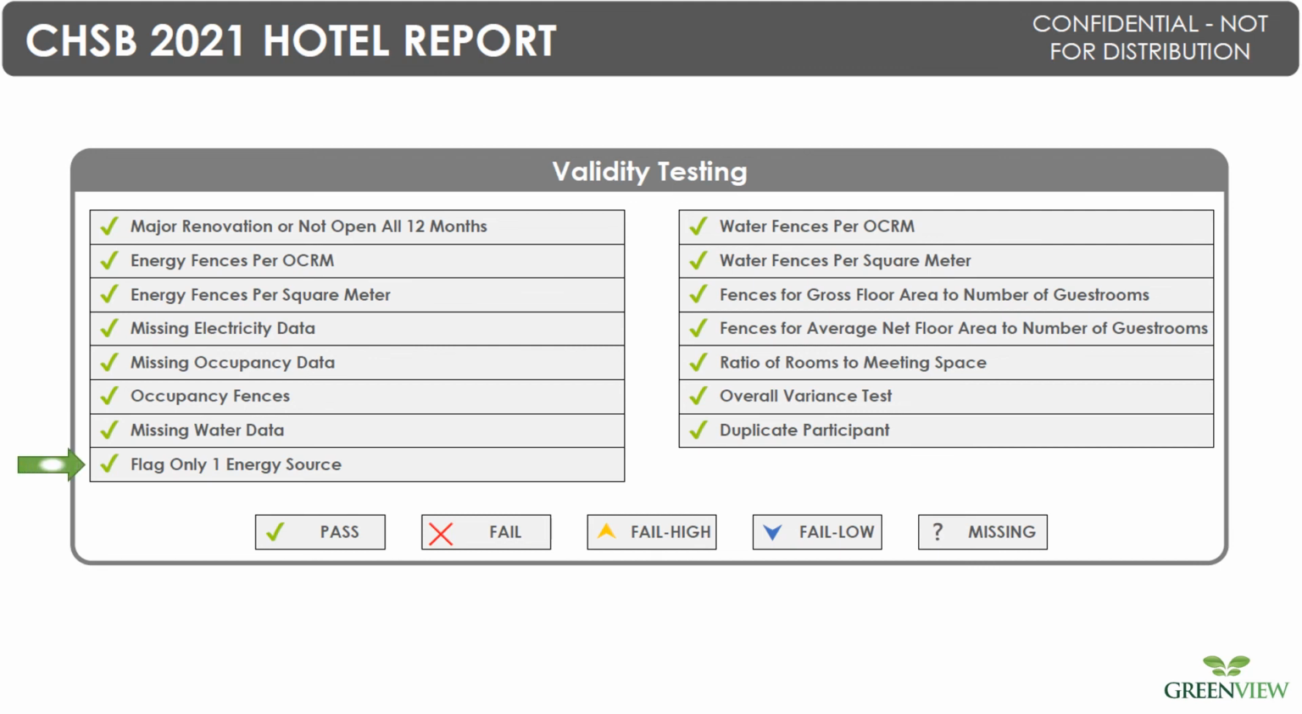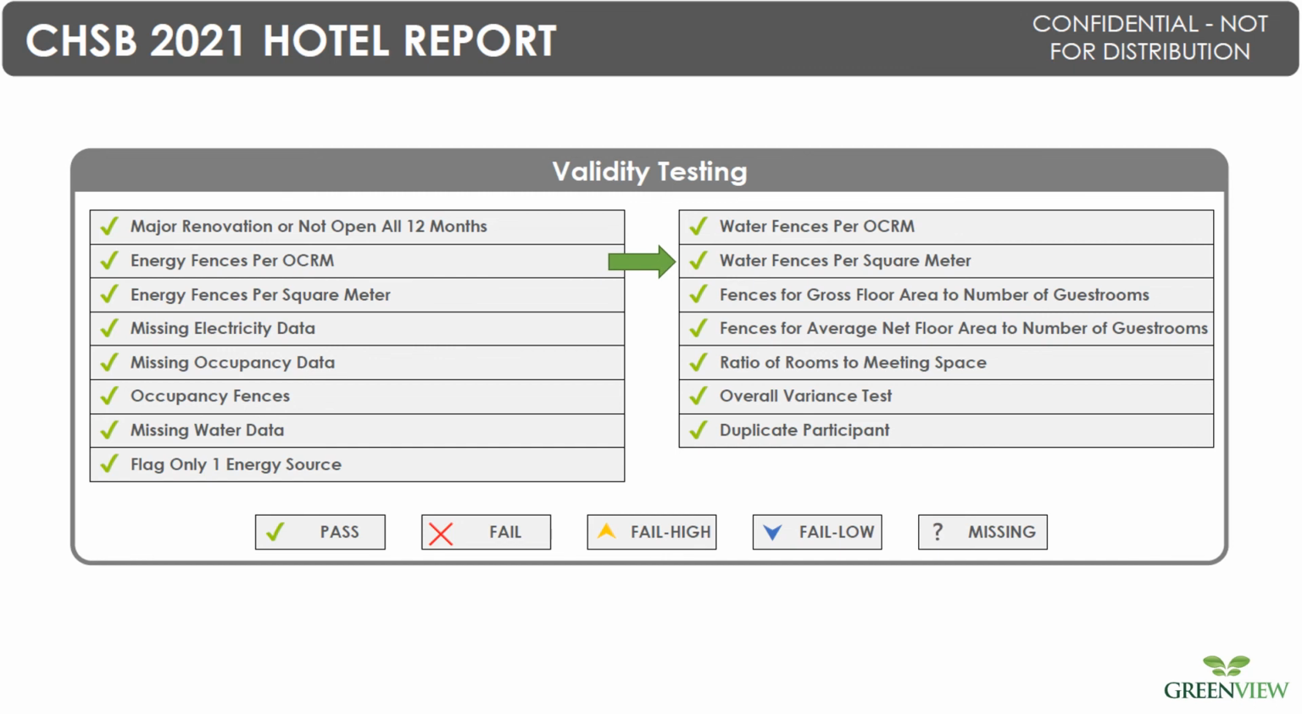Then we have only one energy source, means the property only indicated one source of energy for calculating total energy. This does not necessarily indicate incorrect data, however, it just demonstrates that only one energy source was indicated. The water fences per occupied room means the total water divided by total occupied rooms if outside of the defined boundary will be flagged as fail.